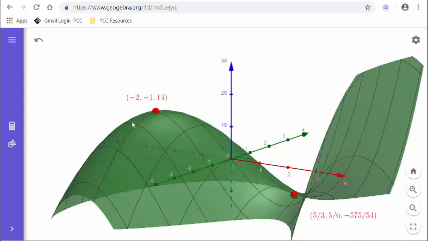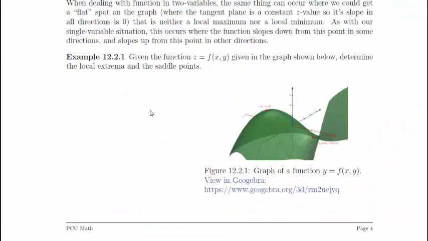Over on the left, we have the top of a hill. We have a point on the top of the hill whose z value is 14, the x value is negative 2, and the y value is negative 1. So I can say that I have a local maximum of 14 when x is negative 2 and y is negative 1. So that's what we want to say here.